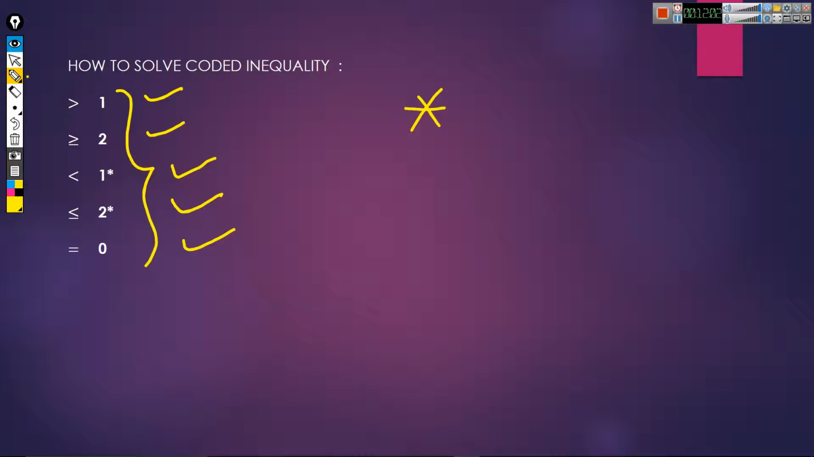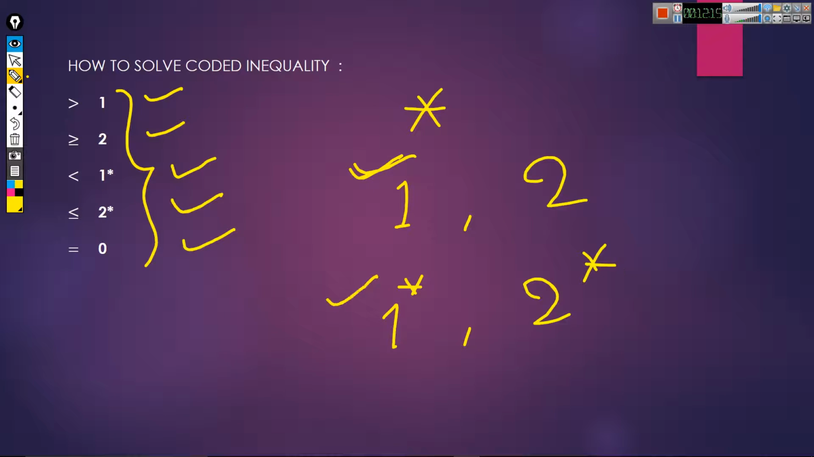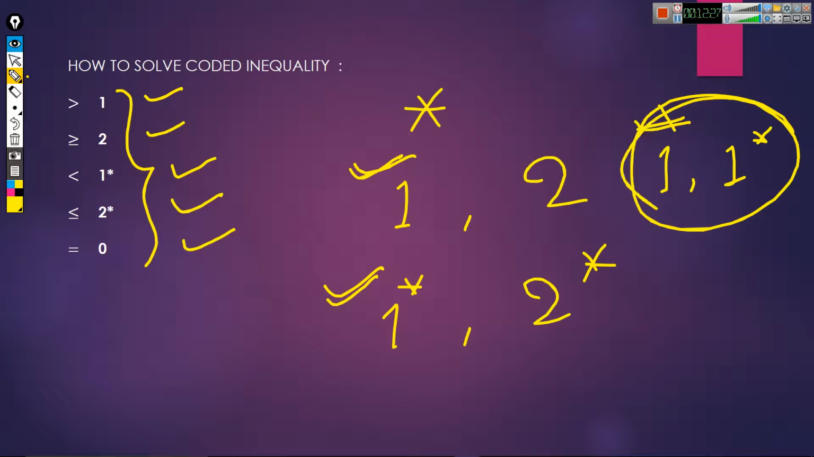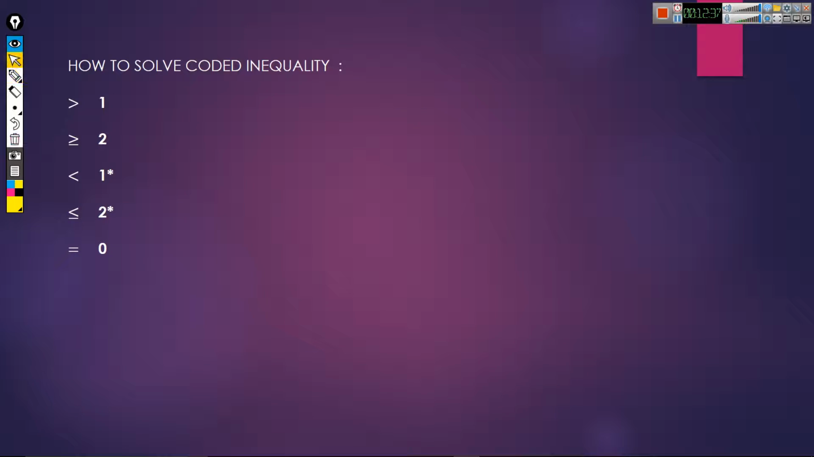Suppose when we are comparing, there is symbol 1 and 2, so priority of 1 will always be high. And suppose there are 1 asterisk and 2 asterisk, the priority of 1 asterisk will always be high. And if there is 1 and 1 asterisk, this conclusion will not follow, because it is opposite sign. So what you have to learn is only this, and you will be able to solve coded inequality within 5 seconds.